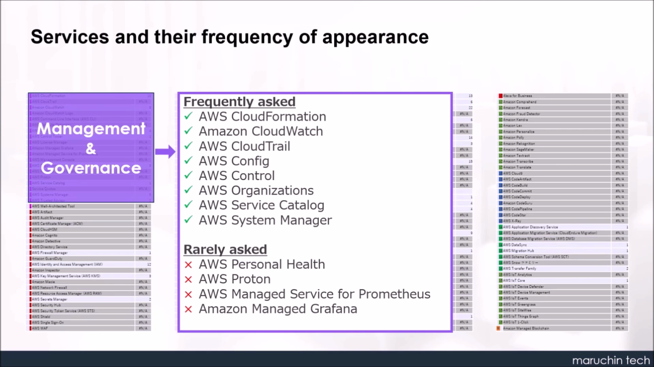And firstly, let's look at the management and governance category. The services marked as frequently asked are those that appear multiple times within a single exam set. On the other hand, the services that are rarely asked might only appear once, if at all. In this category, monitoring tools like CloudWatch, CloudTrail, and Config are commonly tested.